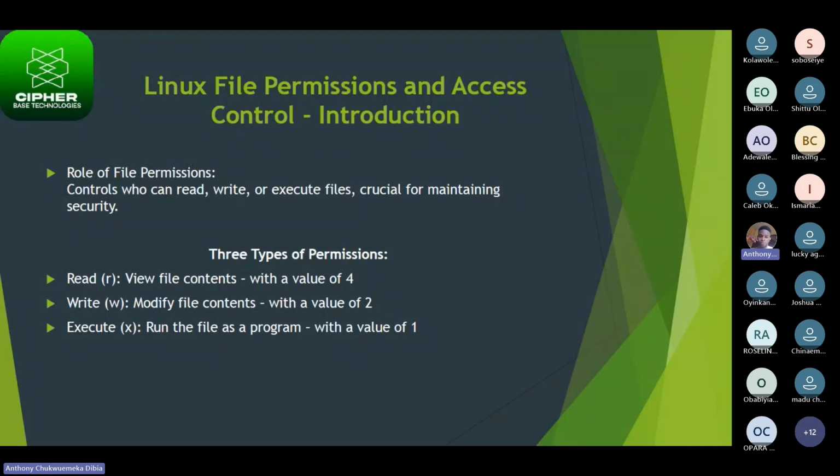So a user could have a read permission without having write and execute permission. A user could have a write permission without having read and execute permission, like that. So you could have different permissions for your files. Now, the three types of permission: we have read, which stands for R, write, which stands for W, and execute, which stands for X. Now, to view file contents, the value for read is 4. I will show you what that is used for. The value for write is 2, and the value for execute is 1.